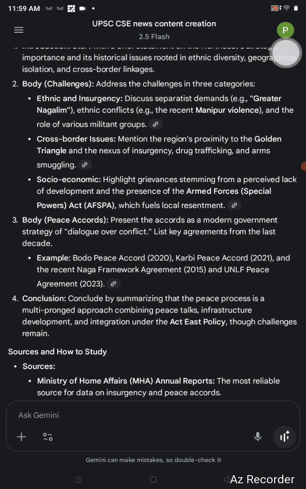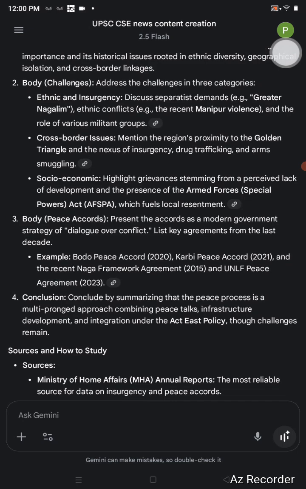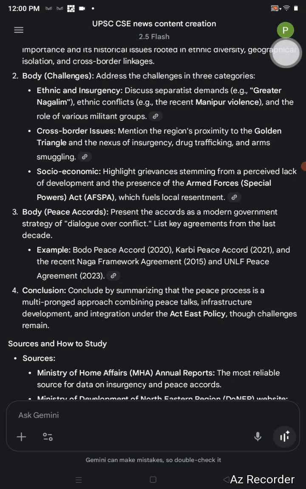So, in another section of the body, that is the peace accords, we can present the accord as a modern government strategy of dialogue over conflict. This is the key agreement from the last decade. If you read this topic, you might note down the Bodo Peace Accord 2020, the Karbi Peace Accord, the recent Naga reforms agreement, and the ULFA Peace Agreement. The ULFA Peace Agreement is quite a recent one. You can write more points about this.